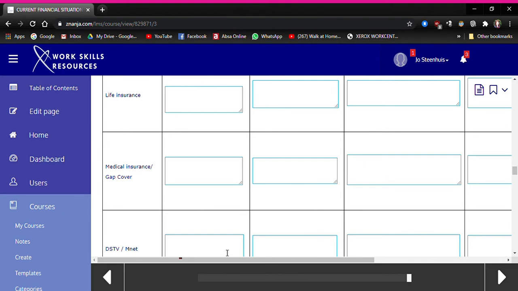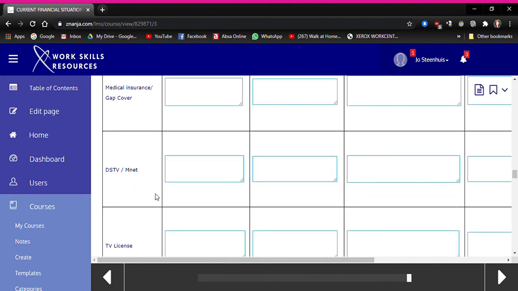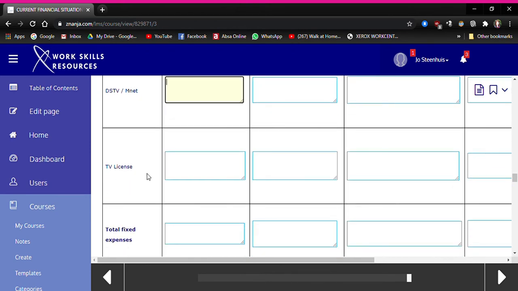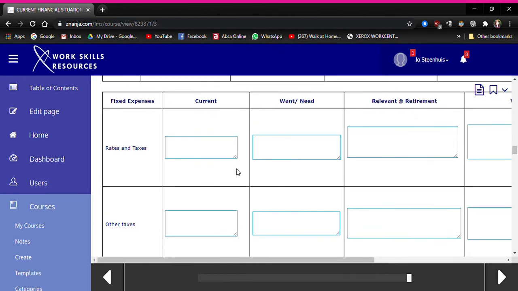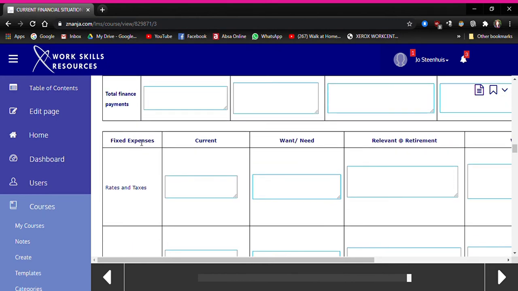It should be. DSTV MNet. Please note, is definitely not a need. Right, so if you have it, if you do not have it, you're going to say not applicable. TV license. Now, remember, I just want to remind you, we are busy with the column called fixed expenses.